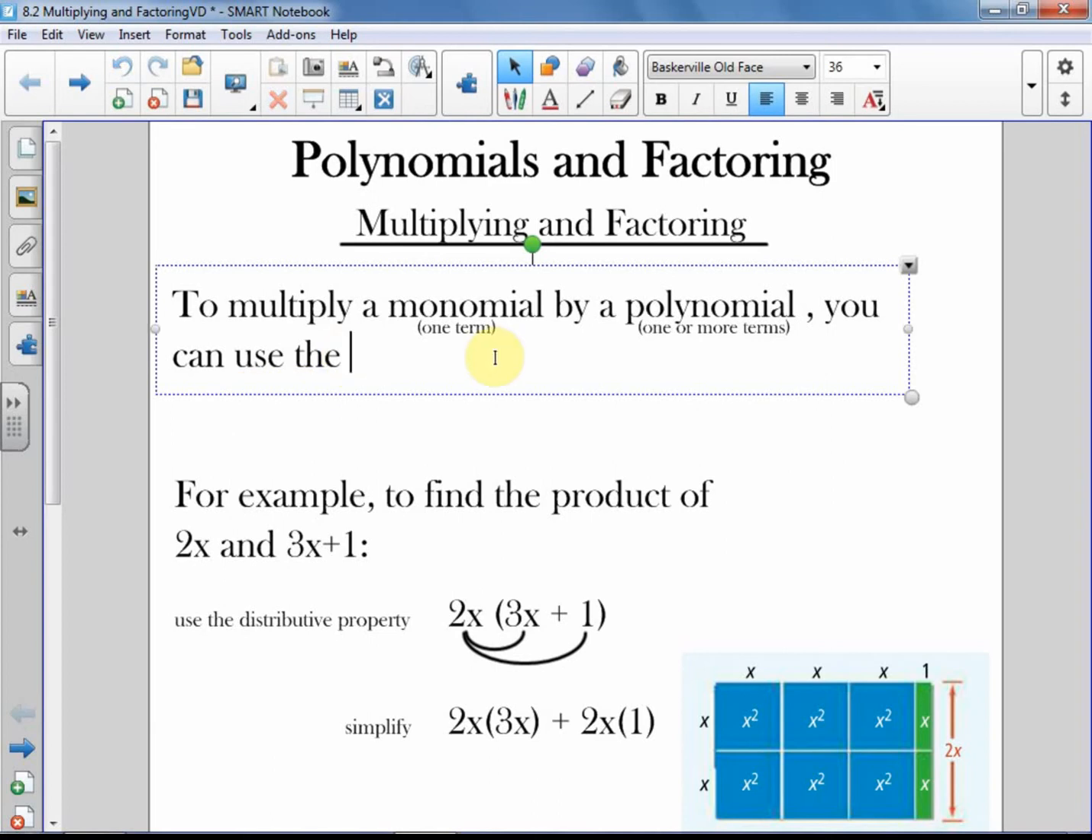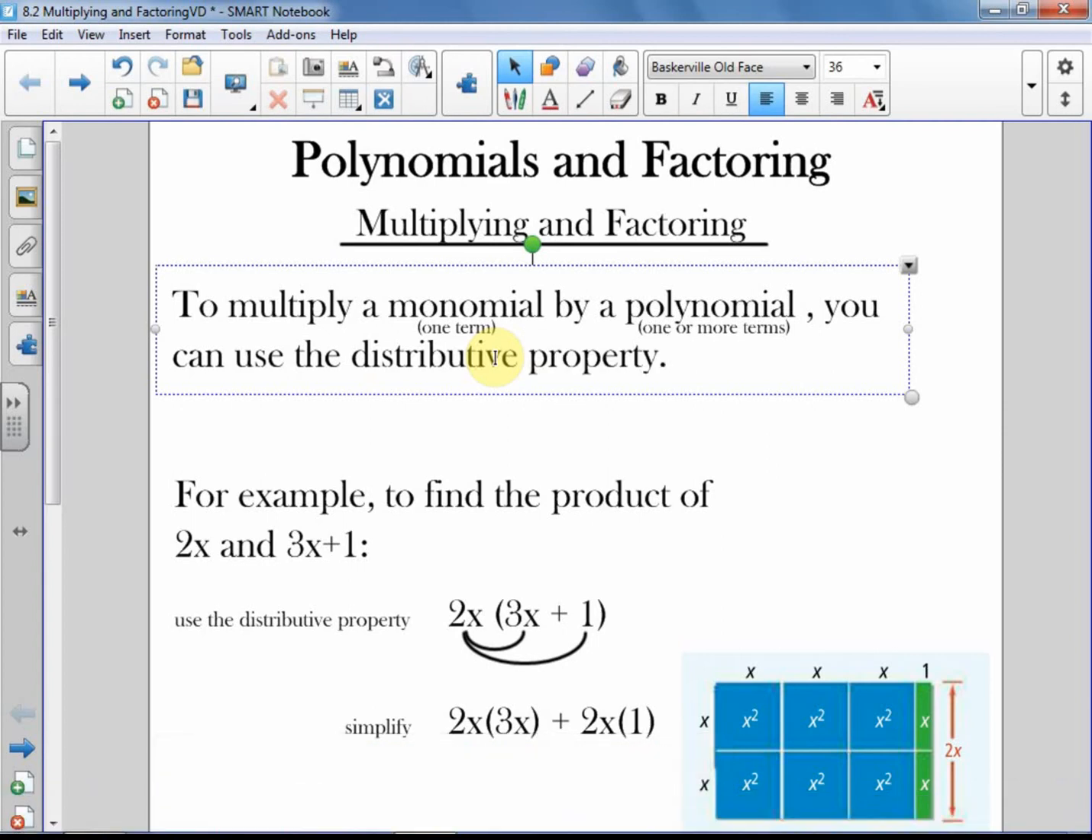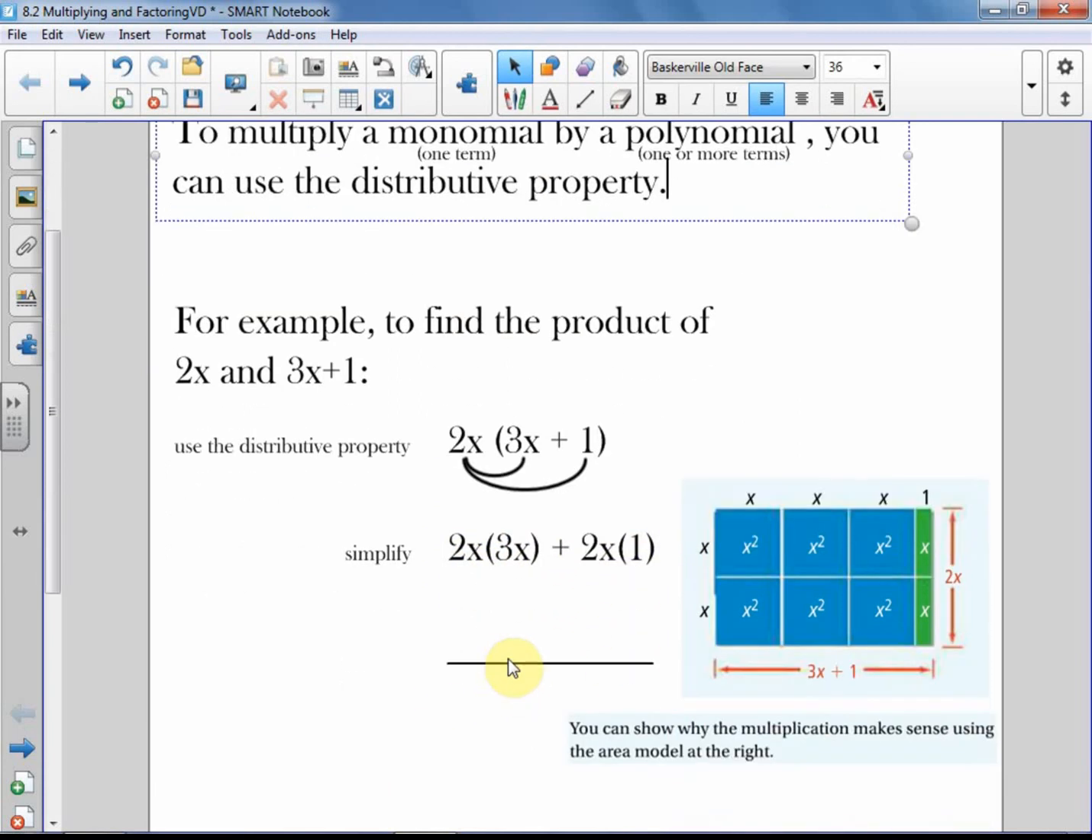So, to multiply a monomial, meaning one term, by a polynomial, one or more terms, you can use the distributive property. So, for example, to find the product of 2x, a monomial, and 3x plus 1, a polynomial, we use the distributive property. So I'm going to multiply 2x times 3x and 2x times 1.